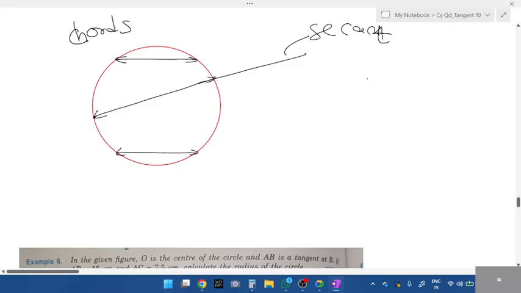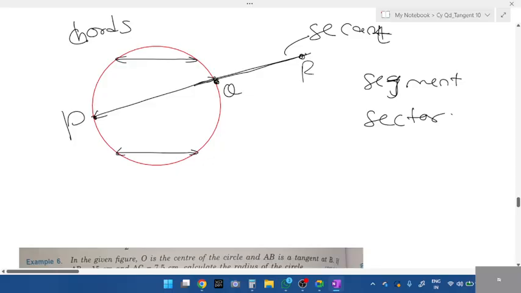Secant. Don't get confused with segment, sector, and secant. All three are different. Sector is radius, segment is chord and radius, but secant is just one line. Okay, secant is just one single line which comes out like this. See, starting point P, ending point Q, and there's another point R. This is a secant. A secant will pass like this. Even this is a secant, students.